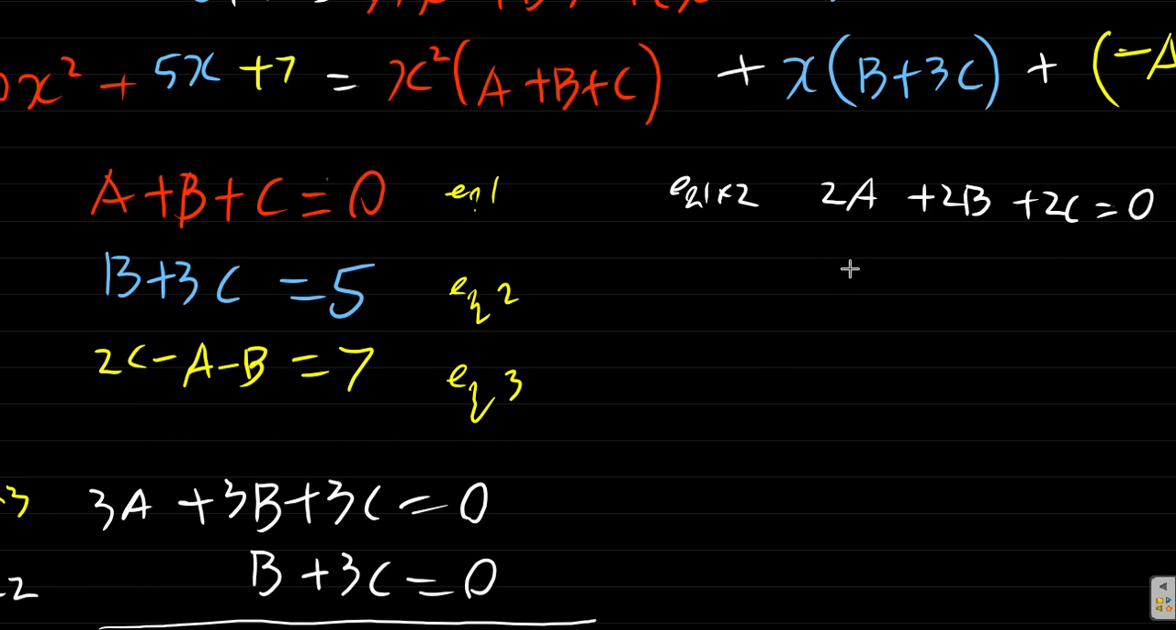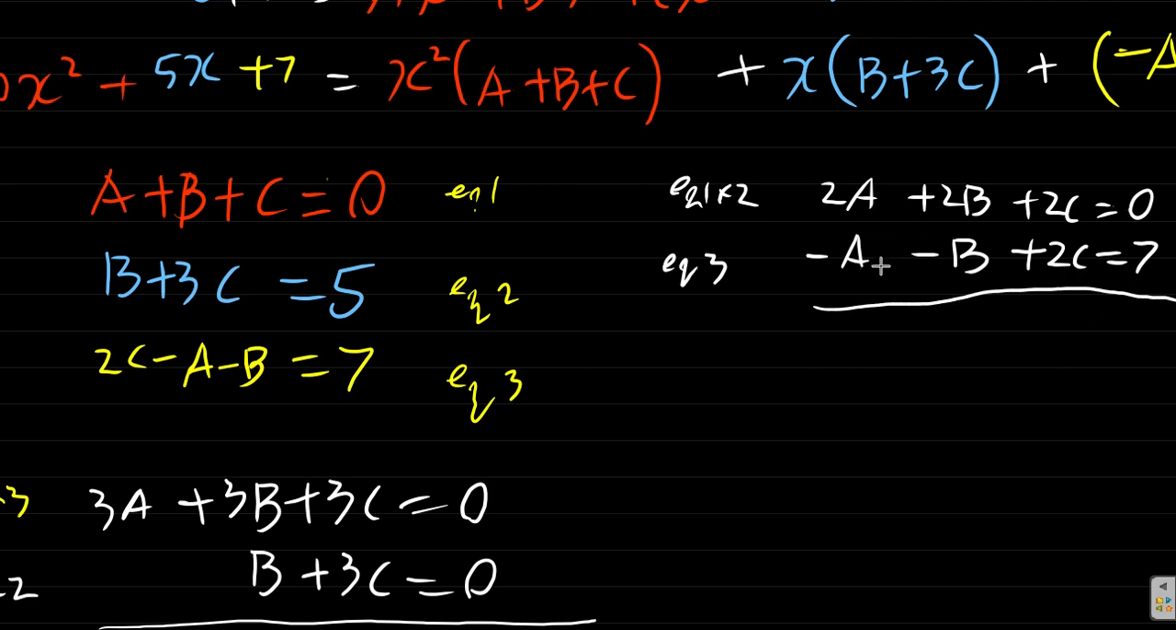Let's write back equation 3. Let's put them in order. Negative a minus b plus 2c equals 7. See that? This is equation 3. And then suppose we subtract. 2a minus negative a is 3a. Then 2b minus negative b is 3b. 2c minus 2c, that's 0. And then 0 minus 7 is negative 7.